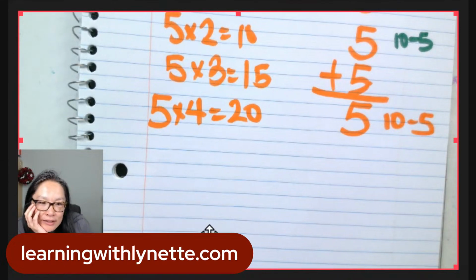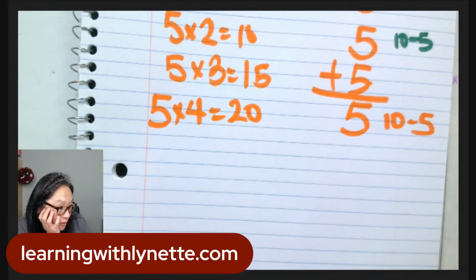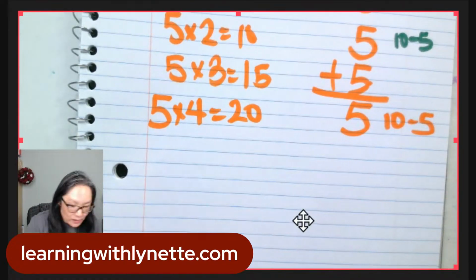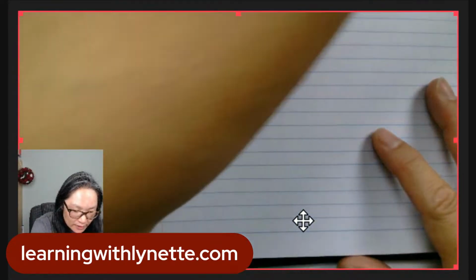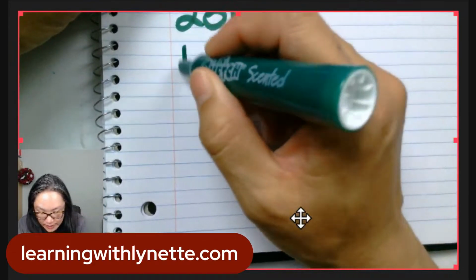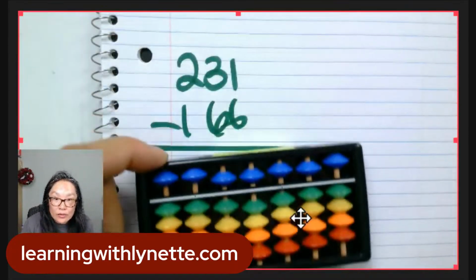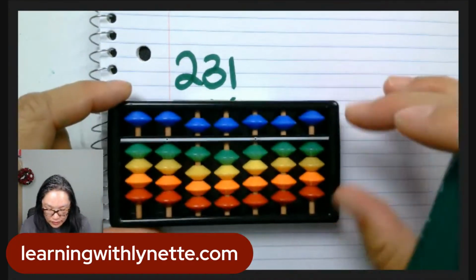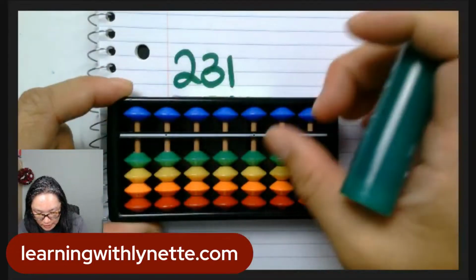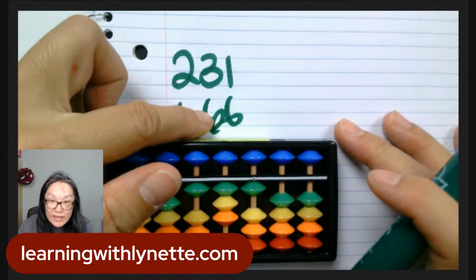What kind of hard question do you want? I don't know. Oh, you know what? We'll do some subtraction. Let's do 231 minus 166. Can we do that? So we'll do 231 minus 100 minus 6.